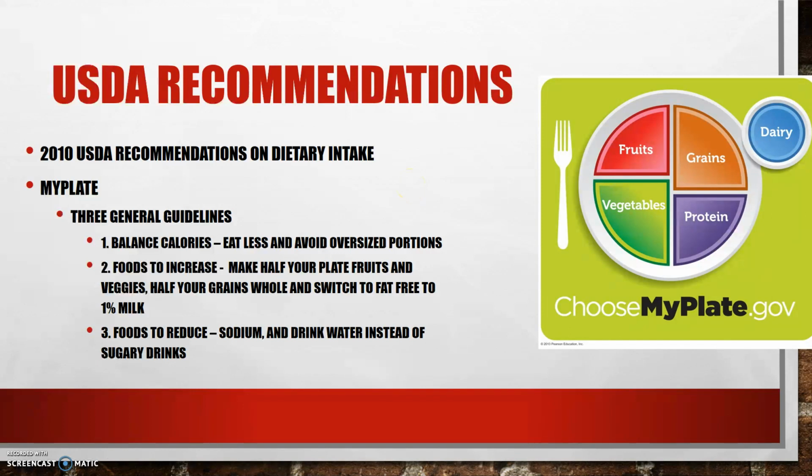So first of all, eat less and avoid overeating by watching your portion size, which we'll talk about. Number 2, foods that we want to increase. In particular, fruits and veggies. We want to bring these up. And veggies in particular are the most important here. So if I can make half of my plate fruits and veggies, or mostly veggies, I'm in good shape.